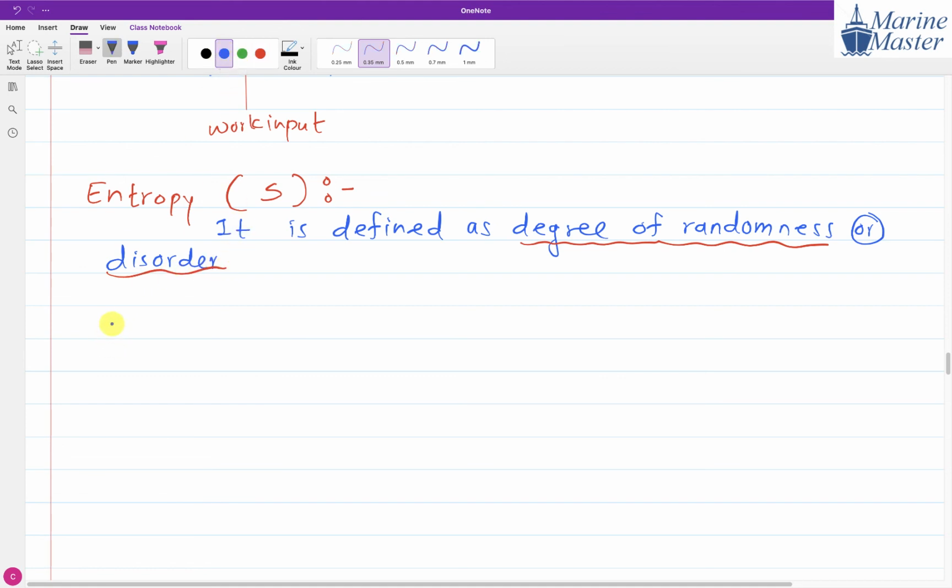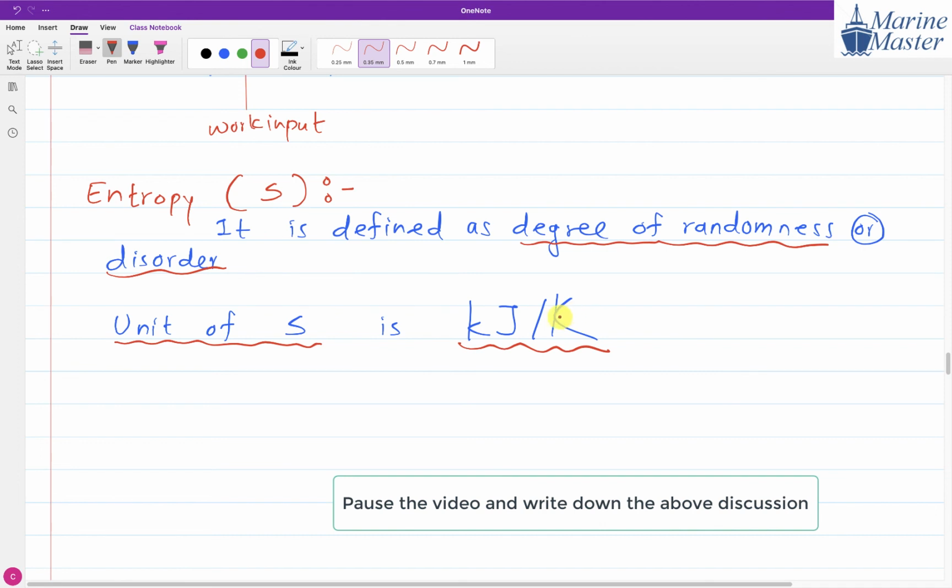And the unit of entropy is what? Unit of S. Kilojoules per kg? No, unit of entropy is kilojoule per Kelvin. We will see the specific entropy also in the upcoming discussion, but just now we are seeing entropy. What is the unit of S? Kilojoule per Kelvin, capital K.